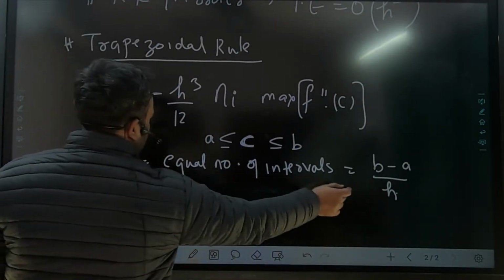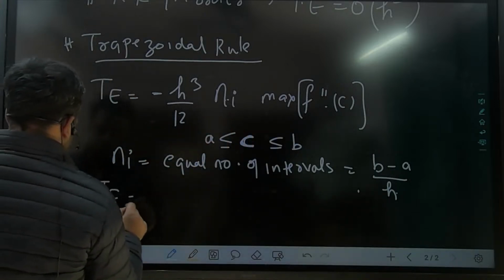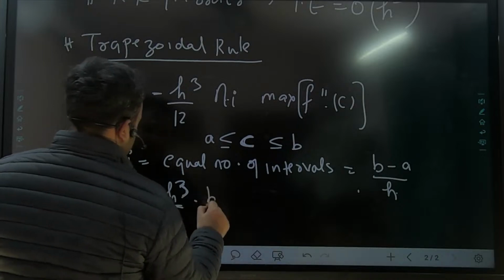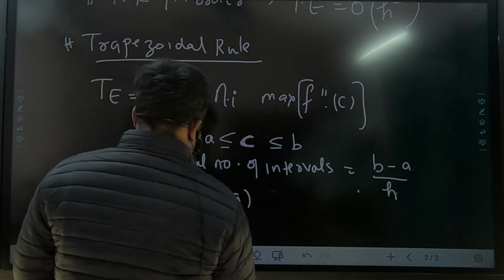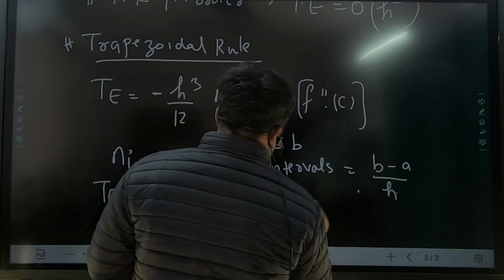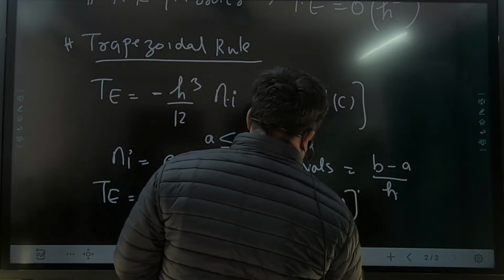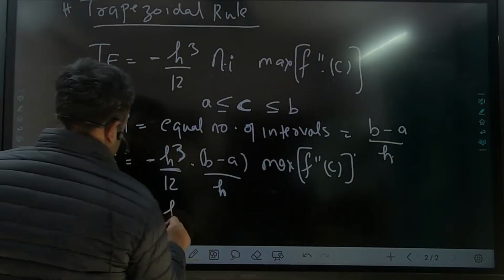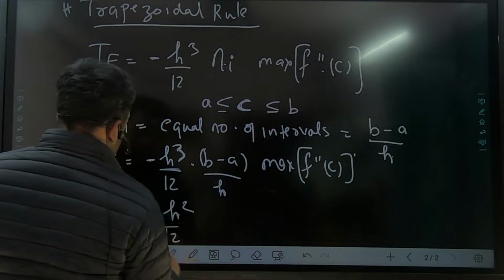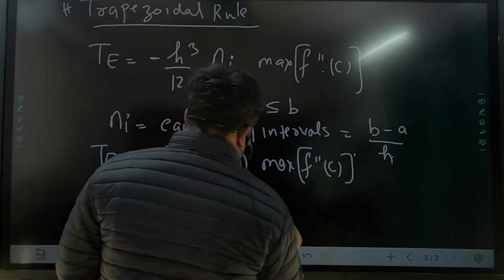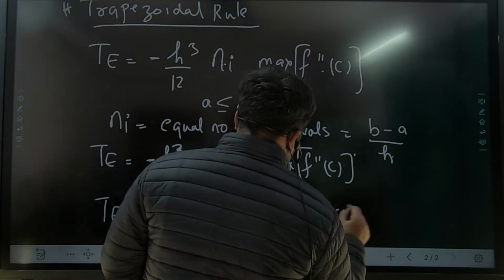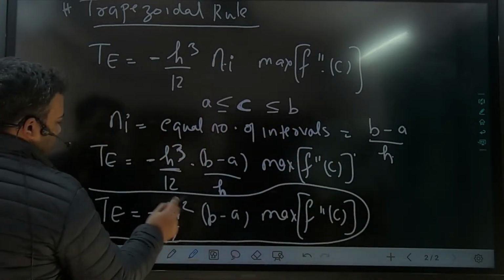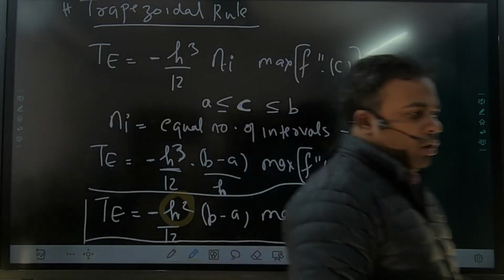Now if you put this value over here, the truncation error will come out to be minus h cube divided by 12, times b minus a divided by h, times the maximum value of the second order derivative at c. So h will cancel, and the truncation error will be minus h square by 12 times b minus a. Here we can see the truncation error is of the order h square.